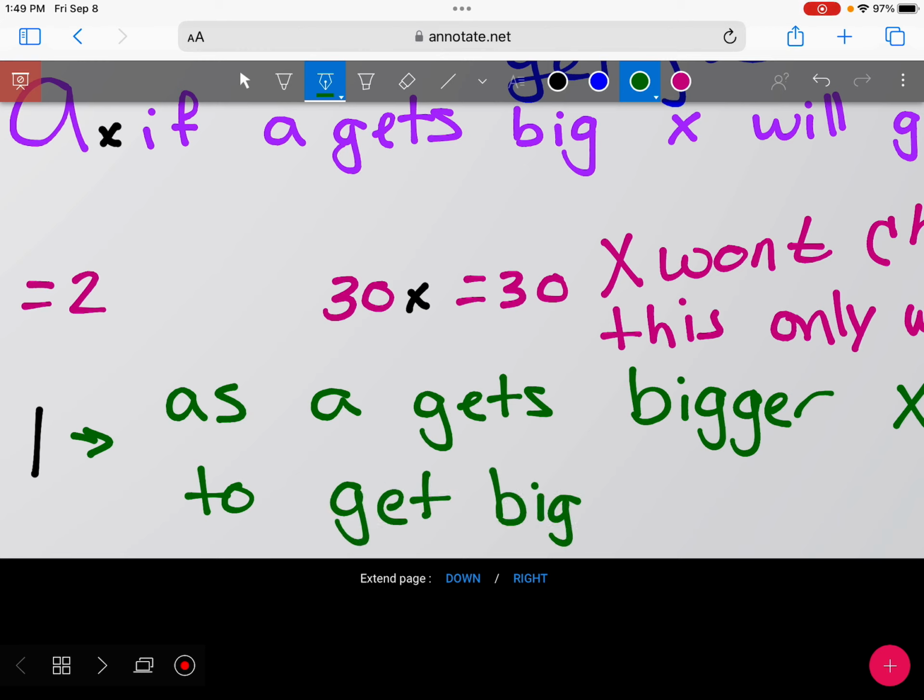In order for this to remain true, and no, I heard you notice it exactly right, they'd have to be exactly the same value. So if a is 2, x has to be 2. If a becomes 30, x has to be 30 for it to still equal 1. If a becomes 1,000,000, x has to be 1,000,000 in order for it to be 1. So no matter what happens to a, x has to get bigger.